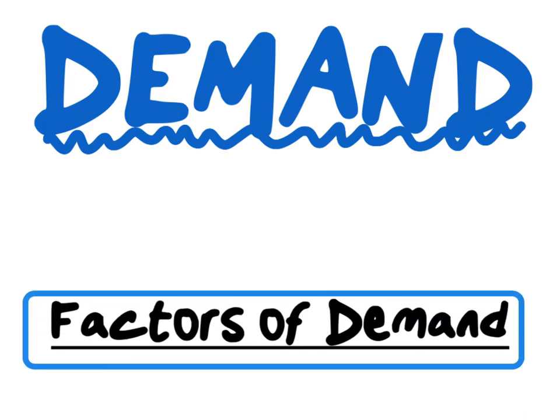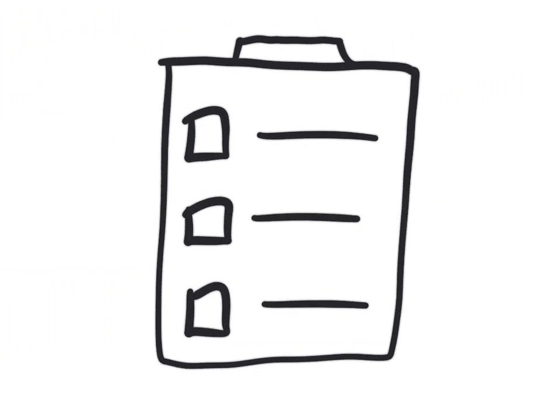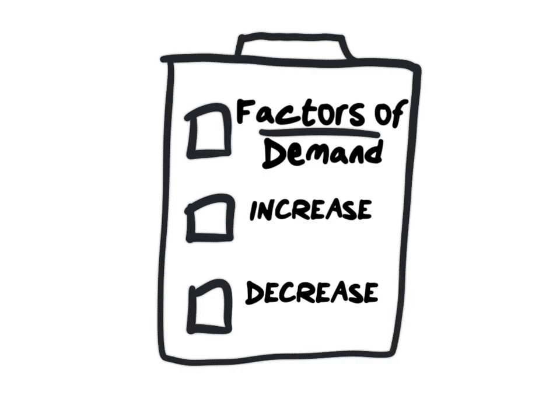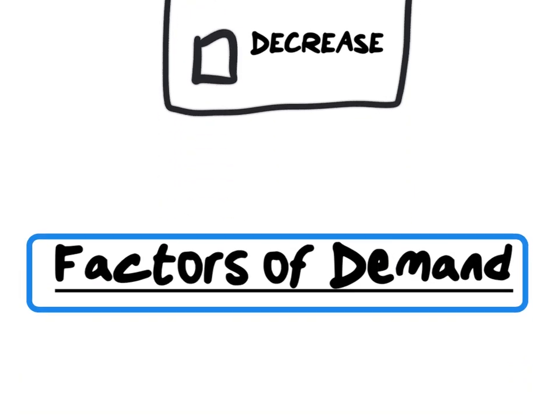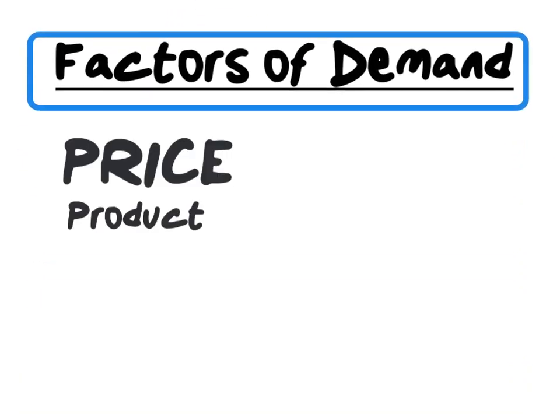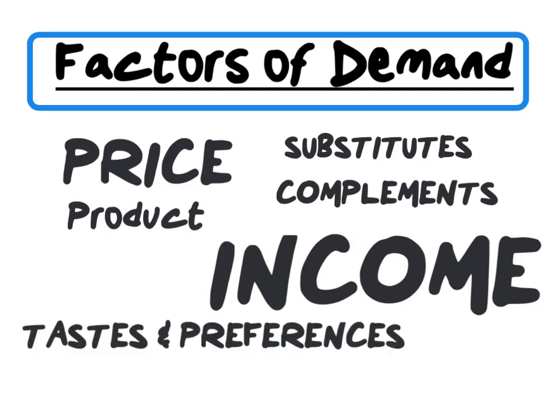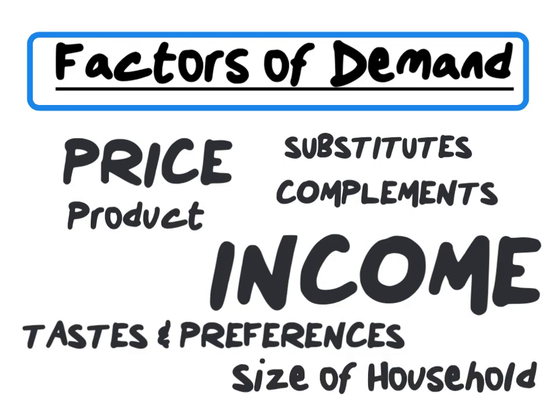In today's video, we will investigate the factors of demand. We will therefore look at how factors of demand influence our equilibrium price and quantity, either through an increase or a decrease in demand. In order to do this, let's first look at the factors of demand. The factors of demand include the price of the product, the price of substitute and complement products, the level of income of our households, also tastes and preferences, and lastly, our household size.